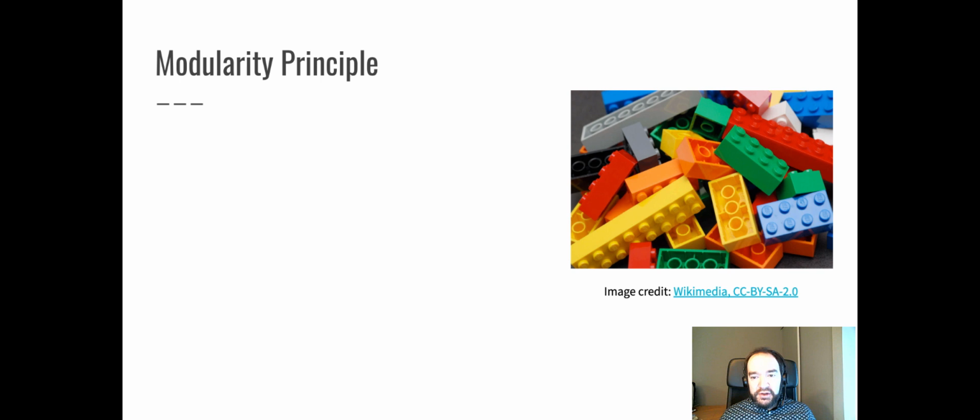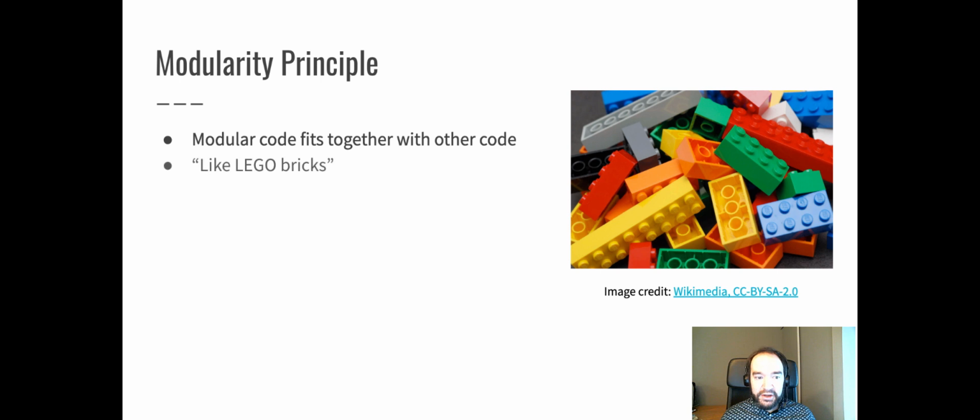Okay, first off, let's talk about something called the modularity principle. This is a virtue, a good thing we would like to have in our code, for our code to be modular. Modular code means that it fits together with other code cleanly. You can see on the right a picture of some Lego bricks. We would say that our code is modular when, just like a toy Lego brick, you can click it together with another brick, or you can detach it and click it together with a different brick. These combinations just work cleanly without a lot of effort or confusion.